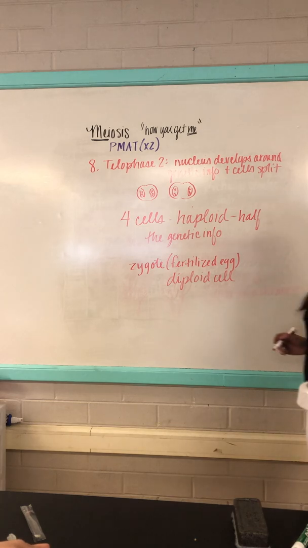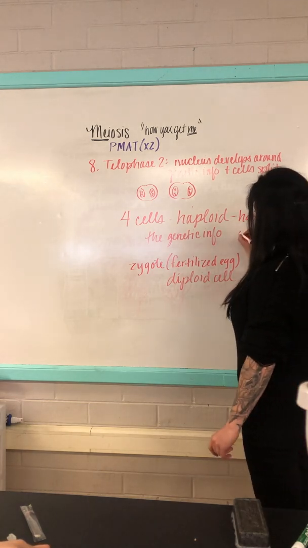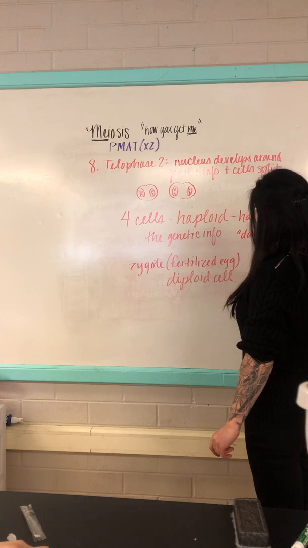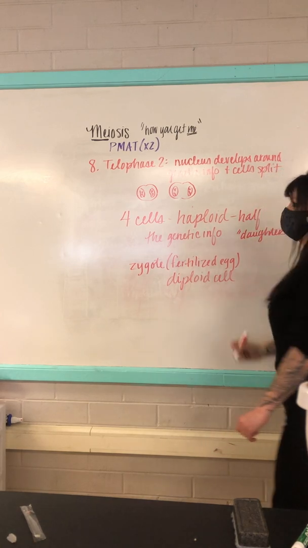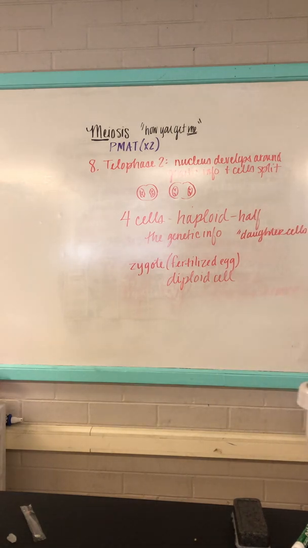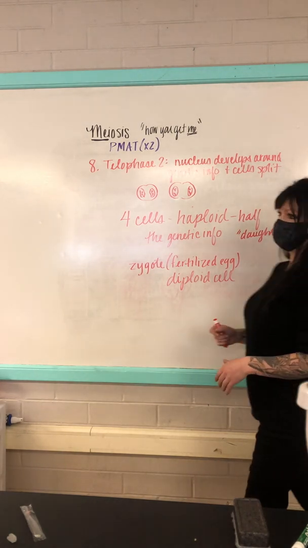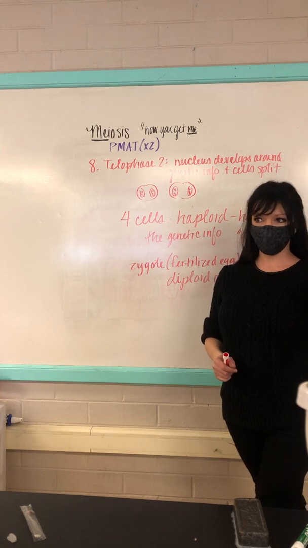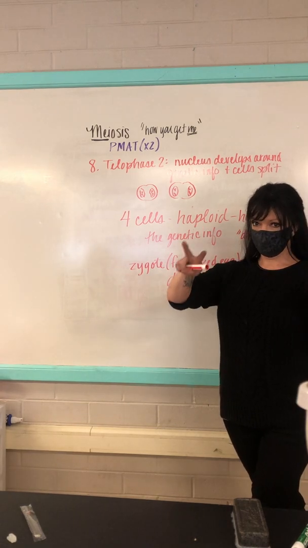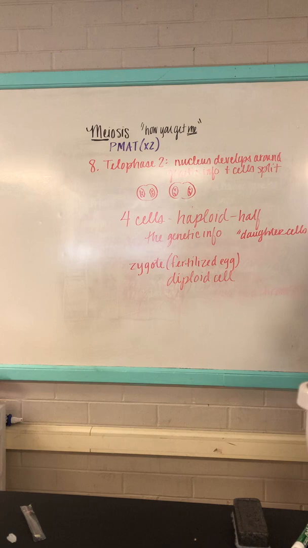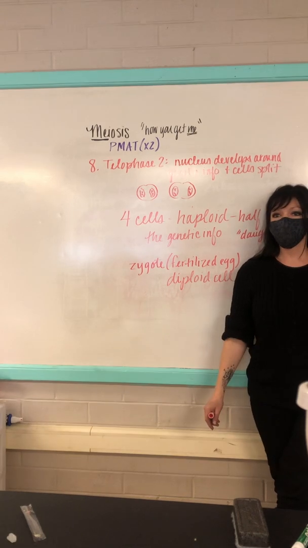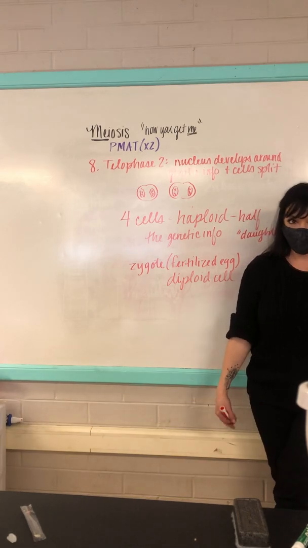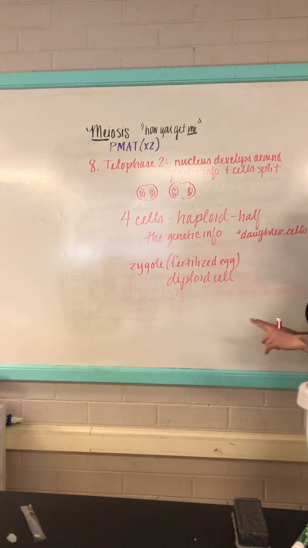Now, sometimes these are referred to as daughter cells. So if you see that, that's just what it's talking about. It may ask you how many daughter cells are produced in mitosis. It may ask you how many daughter cells are produced in meiosis. Mitosis produces how many cells? 2. Meiosis produces 4. Mitosis, does it have all the genetic information or half? Mitosis has all of it. And then meiosis has half.